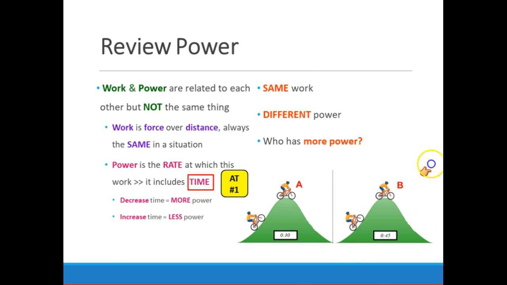So again, in this situation, for example, these bikers are both doing the same amount of work to get to the top of the hill. In total, you have to do the same amount of work. But they're going to have different power because it takes them different amounts of time. Who do you think has more power, A or B? A takes 30 seconds, B takes 45 seconds. Yes, A is going to have more power. It takes him less time to get to the top of the hill, and therefore he is more powerful.